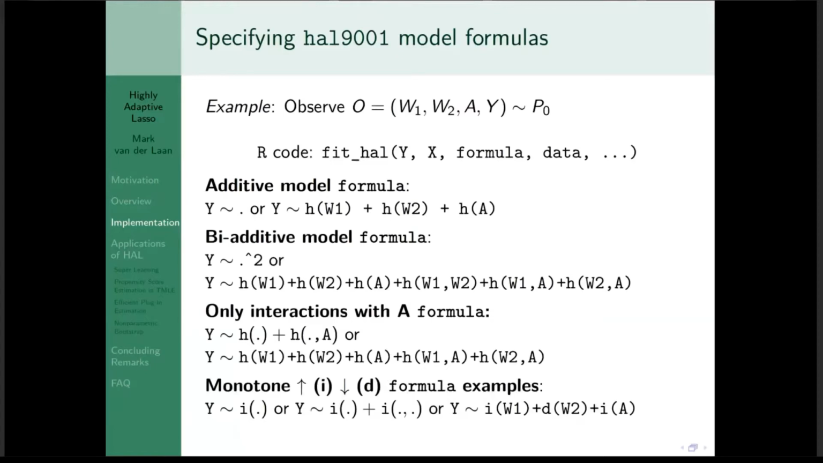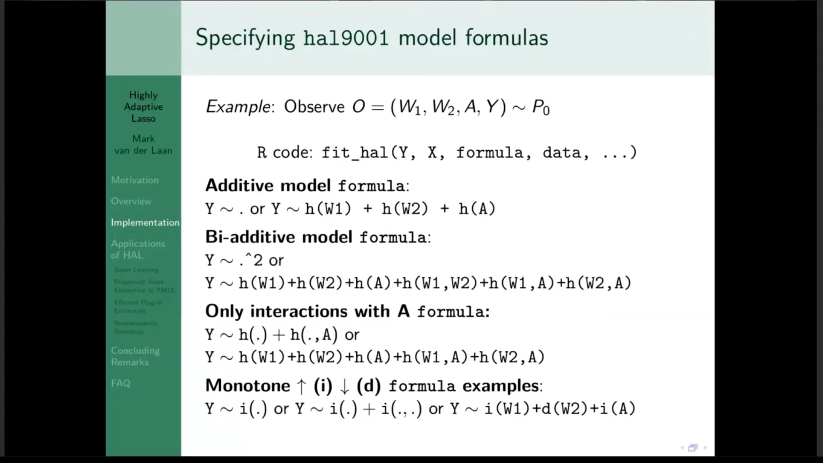So that's a pure additive model, and it would then fit each function with all these splines, and so that will only allow for one-way basis functions, and thereby fit an additive model. But you can also do a bi-additive model where you say, I want all two-ways, and you can do that very shortly by writing down dot to the power 2. But you can also just write it out. You can say, I want H(W1) plus H(W2) plus H(A), but I also want a function of W1 and W2, and I want a function of W1A and W2A. And obviously you could leave out some.